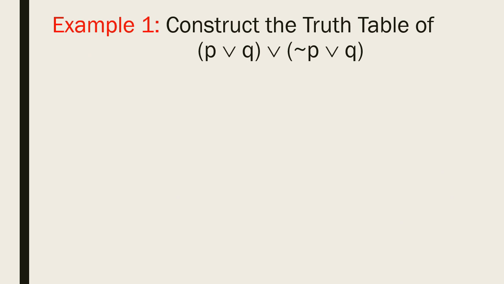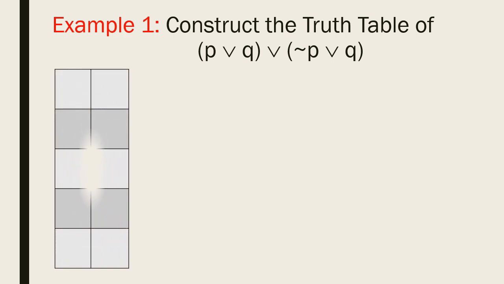For example, construct the truth table for P or Q or not P or Q. First, since it has only two propositions, P and Q, there will be 4 rows. As you can see, 1, 2, 3, 4. So the first two columns will be for P and Q. So T, T, F, F. For Q, T, F, T, F. Alternate.